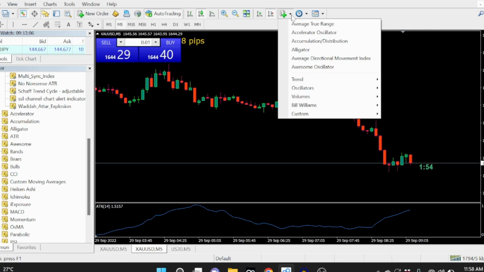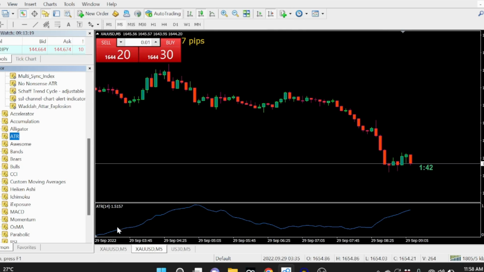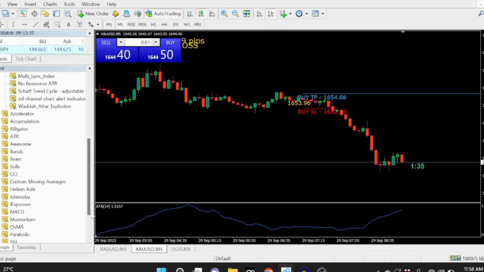It is available on any platform. If you are using MT4, you can go and directly find it over here, in the first place, or you can also find it here. I have already used this indicator over here, so you can see it. The default setting is 14 period, and that is quite okay. We will not be making any changes to it.